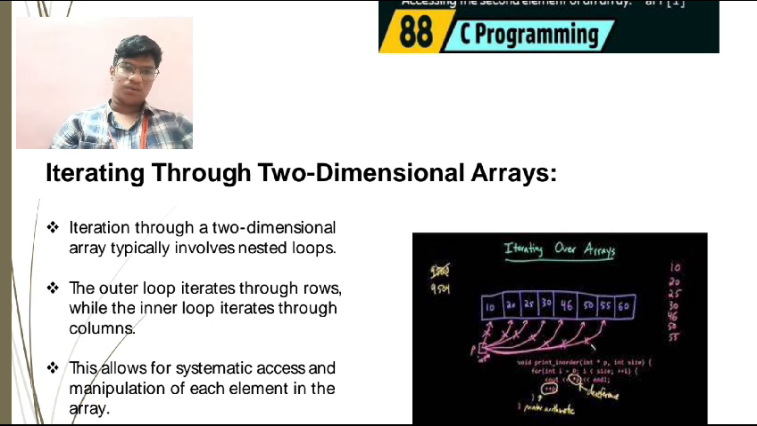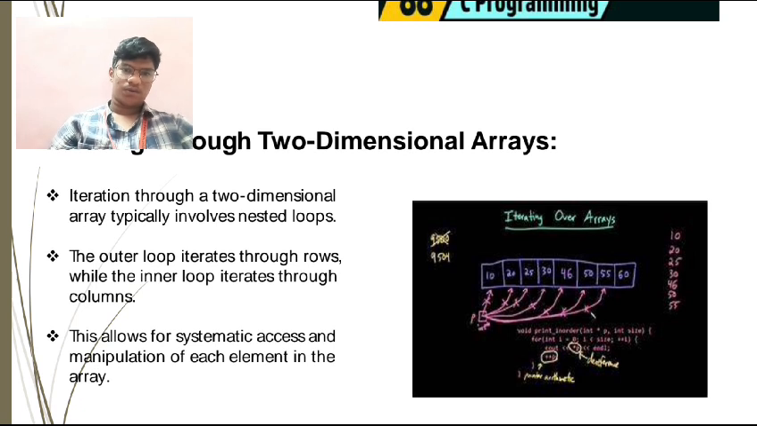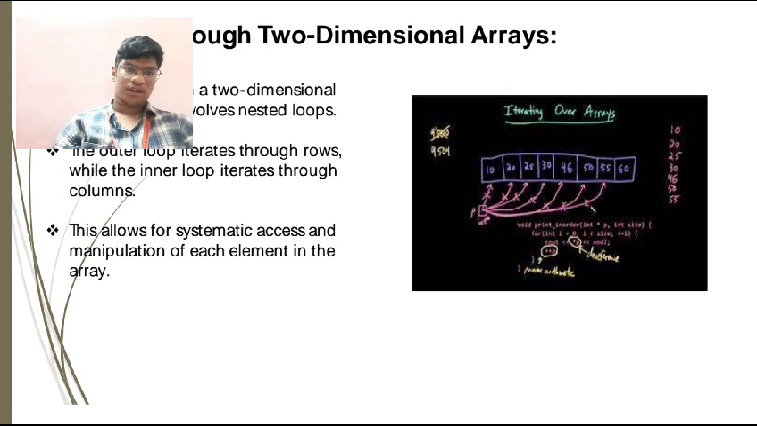Iterating through two-dimensional arrays. Iteration through a two-dimensional array typically involves nested loops. The outer loop iterates through rows while the inner loop iterates through columns. This allows for systematic access and manipulation of each element in the array.